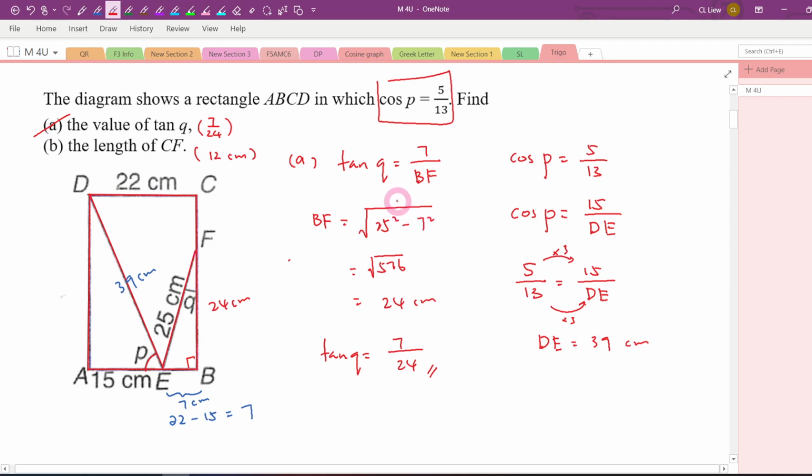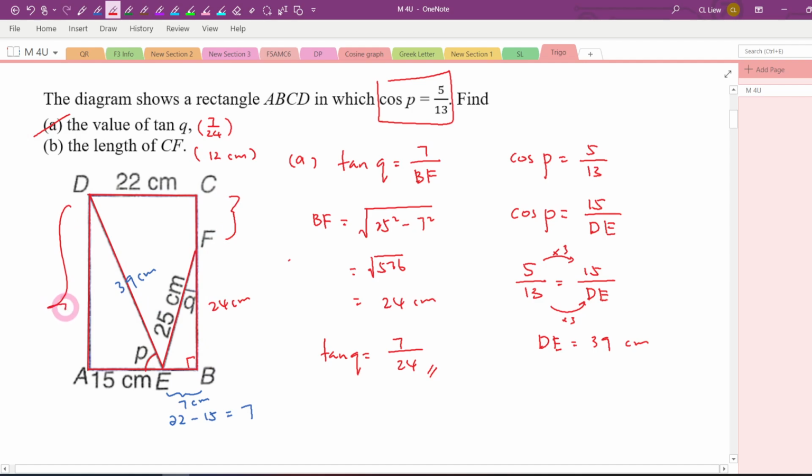So remember, after getting your answer, write your answer onto the diagram, onto the given diagram using a pencil. So if any mistake, it's easier for you to erase it. When you have more and more information over here, it's actually easier for you to continue to solve the second part. Now, CF. We want to find CF. CF is over here. Now we know this is 24.